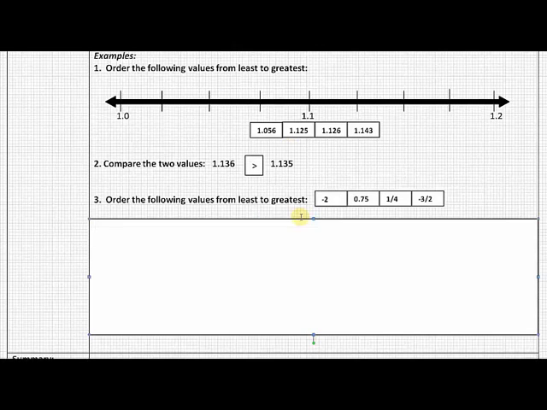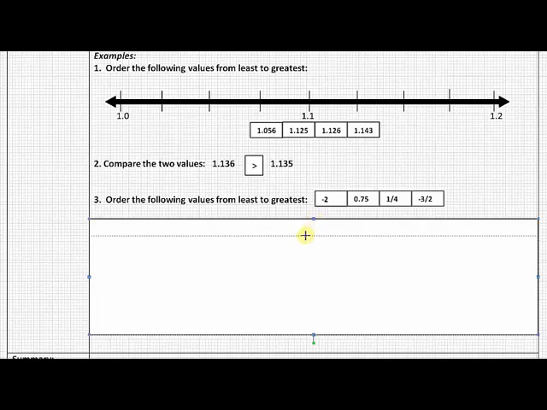So the third problem is order the values from least to greatest. So again, we're given a set of values. We're being asked to compare them. We want to put them in order from least to greatest. But now we're talking about the second type of problem. I see a whole number, I see a decimal, I see a couple of fractions. I also see some positive values and some negative values. So we have to keep all that in mind as we attempt to do this.